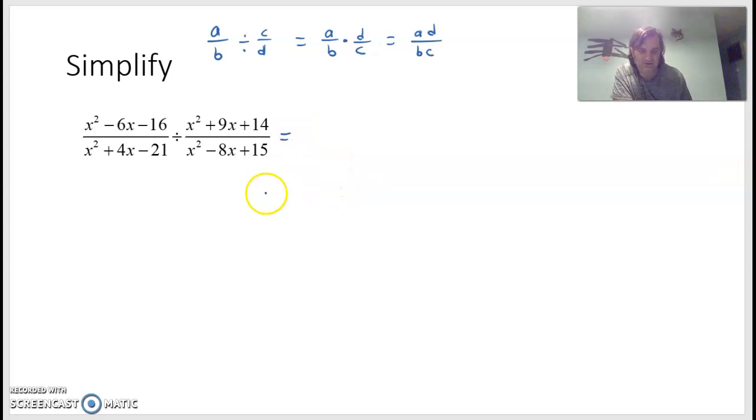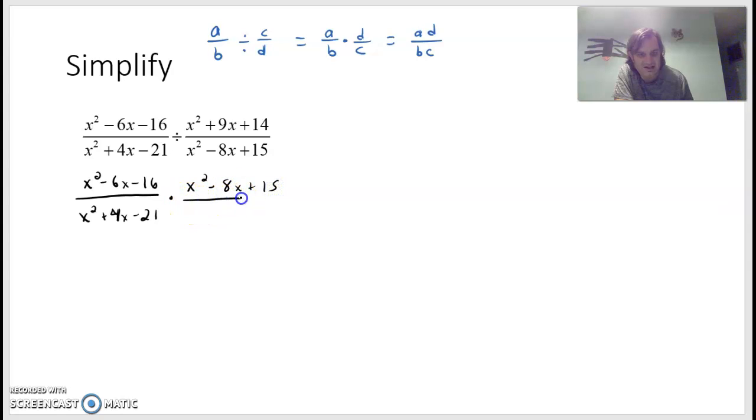So the first thing we should do is remind ourselves that we've got to keep, change, flip. So let's go ahead and rewrite it. X squared minus 6x minus 16 over x squared plus 4x minus 21 times, and we're going to flip the second fraction. So on top we'll have x squared minus 8x plus 15, and the bottom will now be x squared plus 9x plus 14.